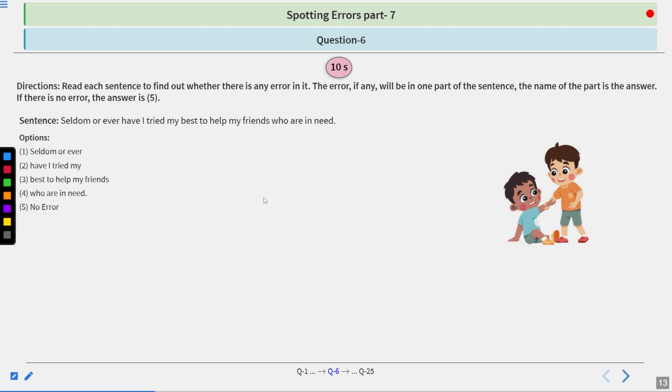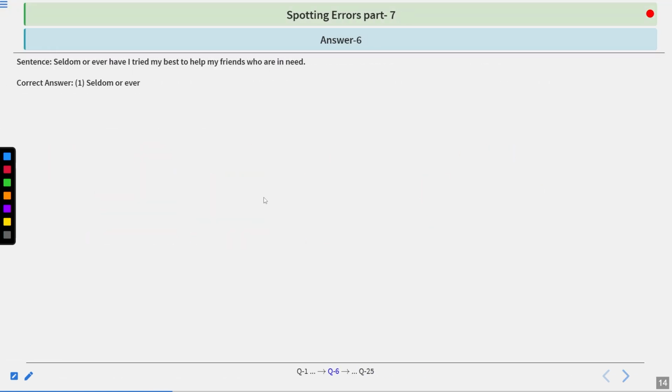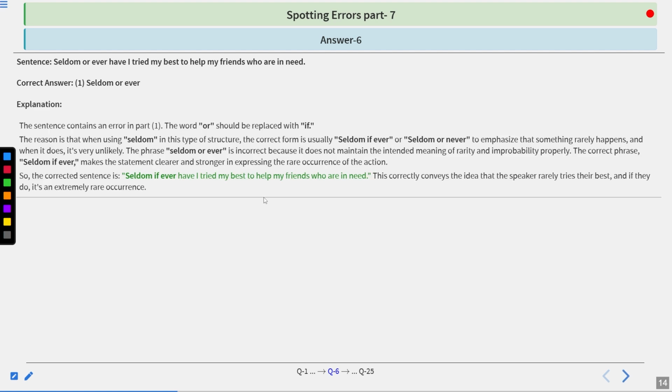Seldom or ever have I tried my best to help my friends who are in need. You have options. You have 10 seconds to spot the error. I hope you have answered. Let's look at the correct answer. The correct answer is 1, seldom or ever. Option number 1. The explanation is the word "or" should be replaced with "if."